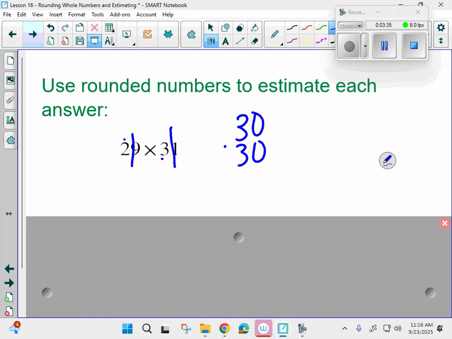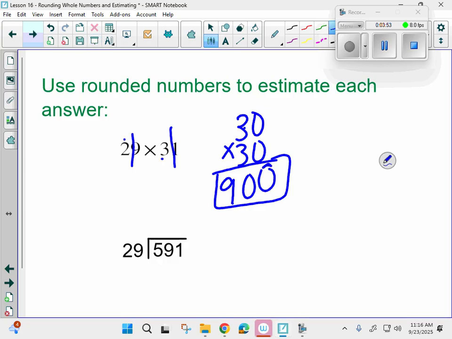Then I do 30 times 30. I'm going to show you a shortcut. What's 3 times 3? How many zeros do you see? So you just write those zeros there. Two zeros in your answer, okay? 900.